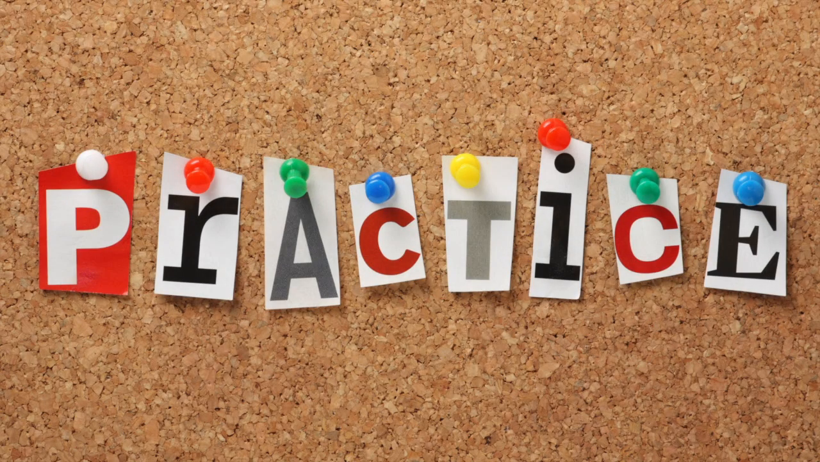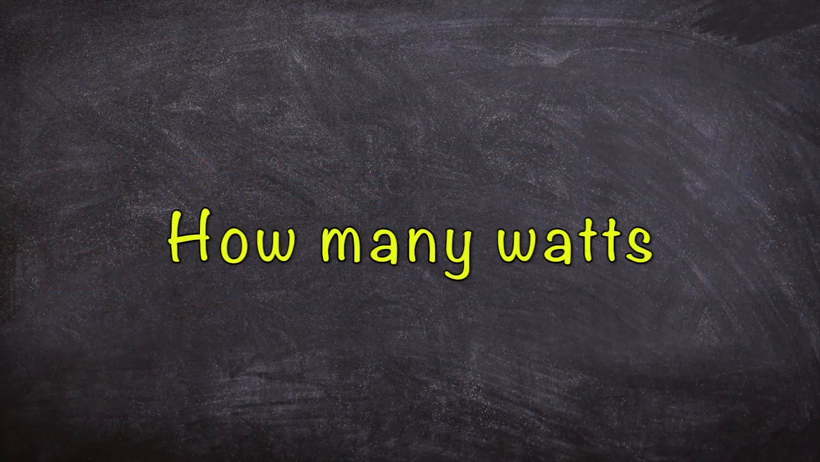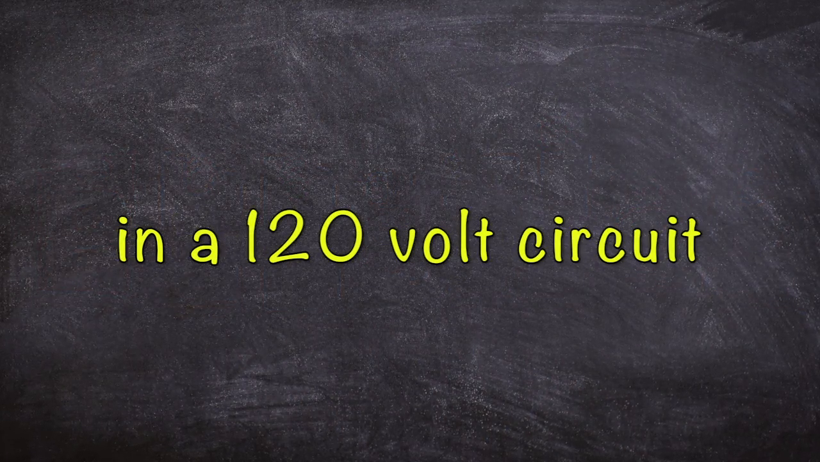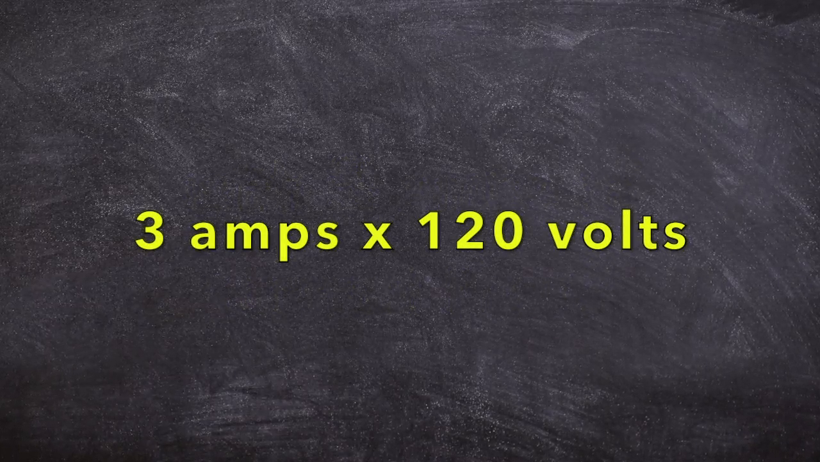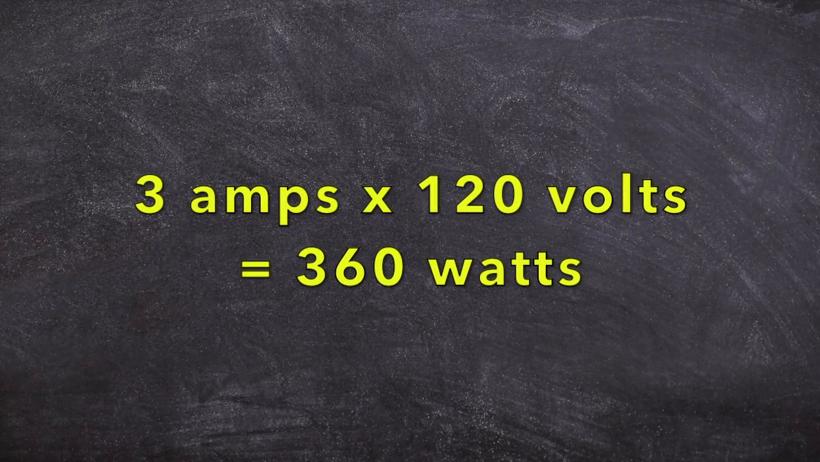To practice using this visual, how many watts are produced in a 120 volt circuit which has 3 amps of current flow? To find the answer, multiply 3 amps times 120 volts to get 360 watts.